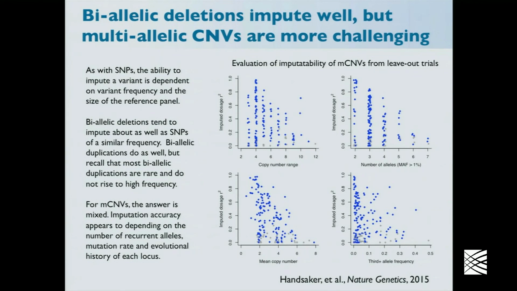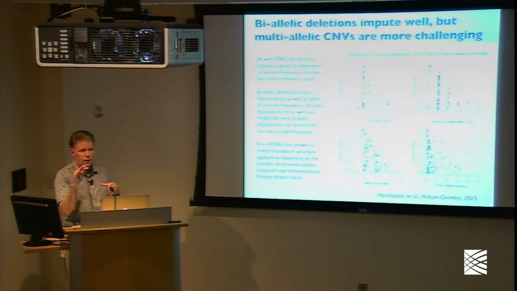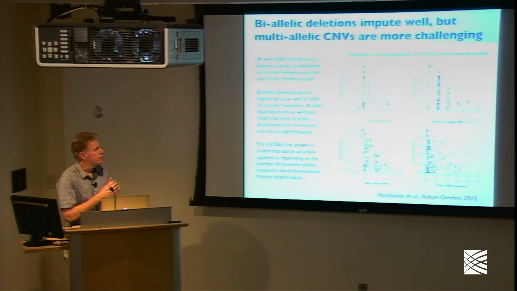And by and large, and actually early studies done by Steve McCarroll showed this, biallelic deletions impute about as well as SNPs. They act like biallelic variants. If you know the SNPs flanking them, you can impute them about as well as you can impute a SNP. Your ability to impute depends strongly on the frequency of the variant. The more common the variant, the easier it is to impute. So the range of success in imputation depends a lot on the frequency of the variant you're trying to impute.